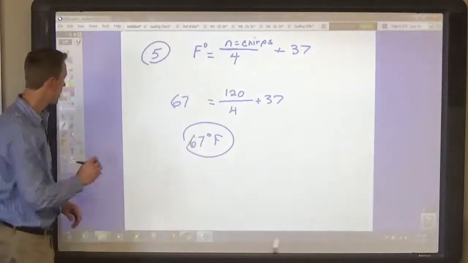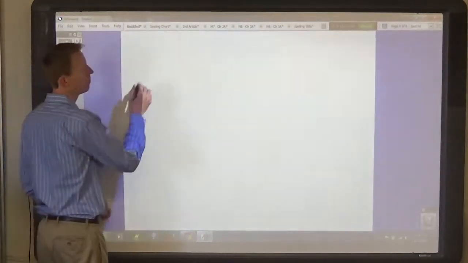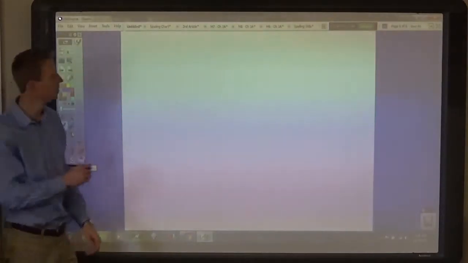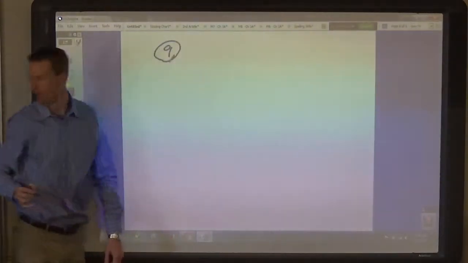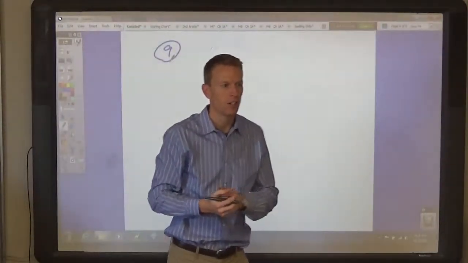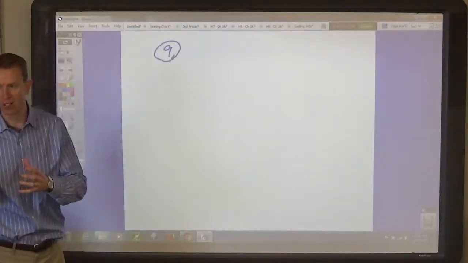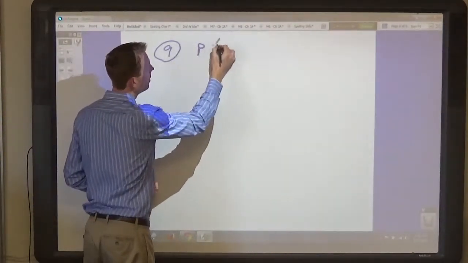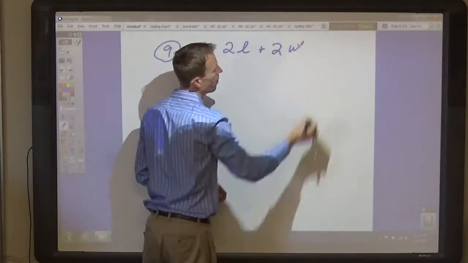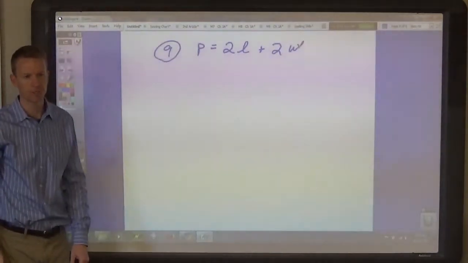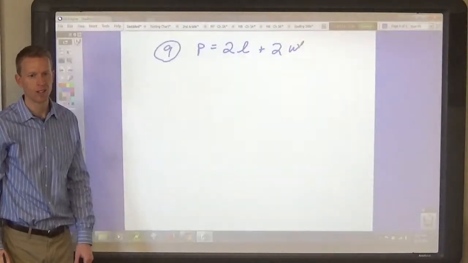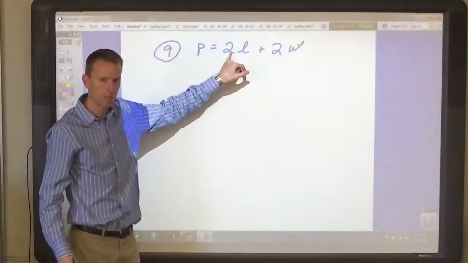Then on the last one, the last formula you do have to memorize. This is the formula for the perimeter of a rectangle, like number 9. So I'm going to say use the perimeter formula for a rectangle, and you'll have to write it. P equals 2 times the length plus 2 times the width. It doesn't really matter which side you do first, so it's always just 2 times the length plus 2 times the width.